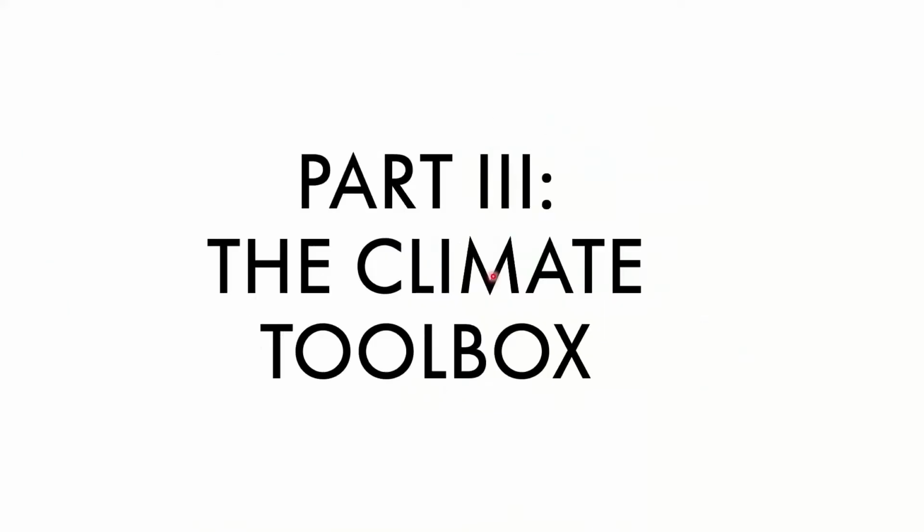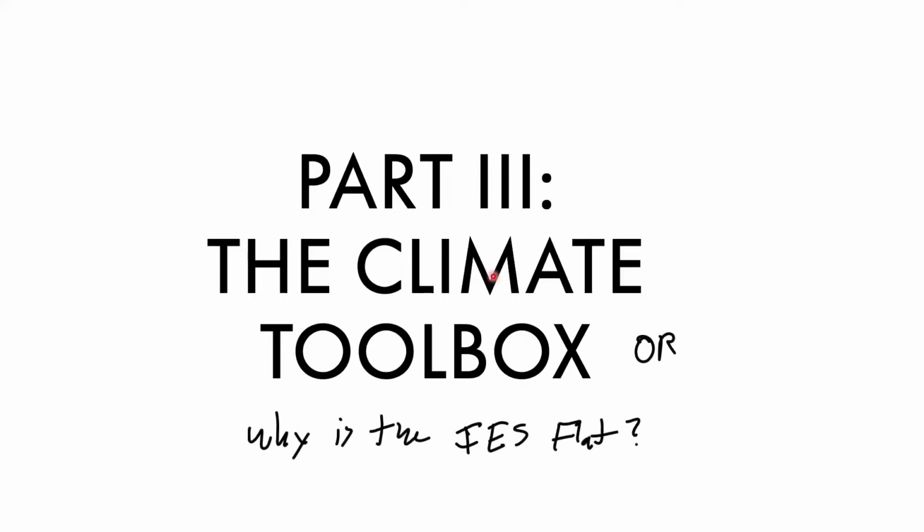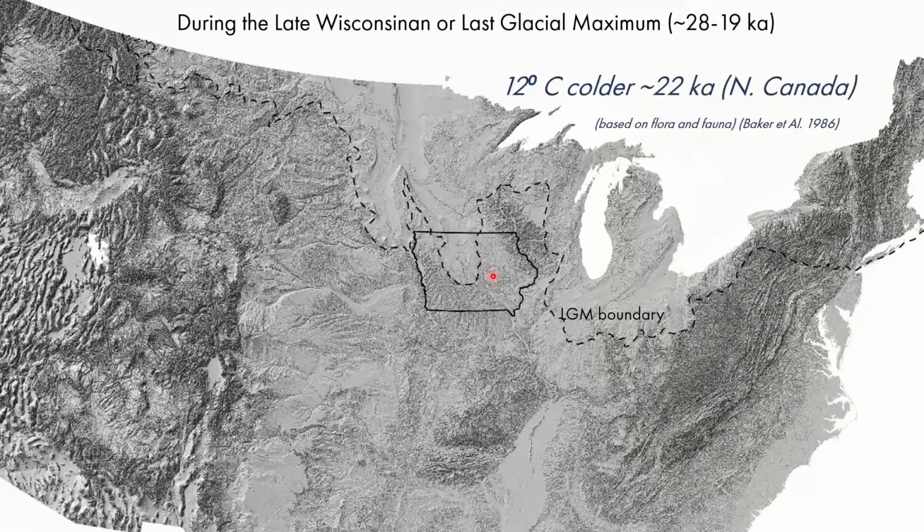All right, so now we're going to get to part 3, the climate toolbox, or why is the Iowan erosion surface so flat? So this is more recent. This is during the last glacial period. So during the Wisconsin, it was much colder, and we know that because a lot of studies showed that insects and trees during that time were from northern Canada. The same species exist there, so it had to be much colder, nearly 20 degrees colder in the summertime than it is now. Which actually sounds pretty nice this week.